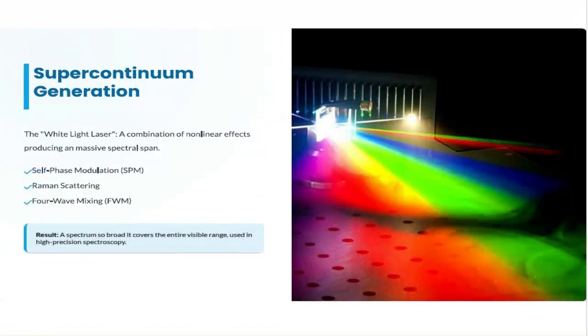When many nonlinear effects act simultaneously, something extraordinary can happen. A narrow laser pulse can evolve into an extremely broad spectrum containing many different colors. This phenomenon is called supercontinuum generation. It is sometimes described as creating white light from a laser. Supercontinuum sources are widely used in spectroscopy, metrology, and biomedical imaging.